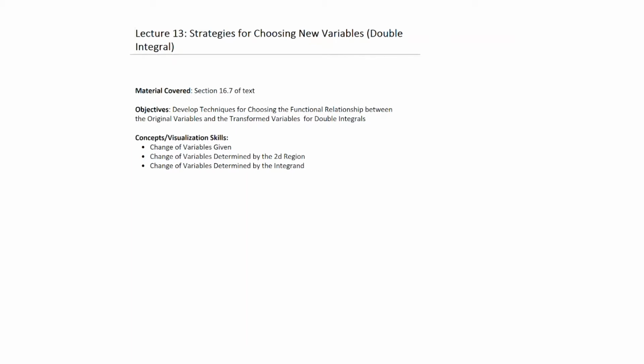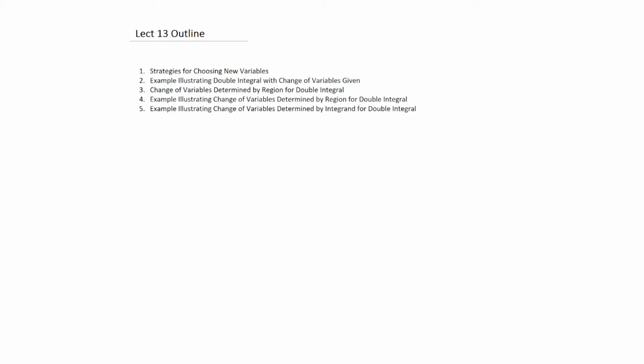Concepts and visualization skills. These are basically cases that can arise where you're given the change of variables, and you're just supposed to implement things. The other is a change of variables, which is determined by the 2D region. And lastly, change of variables determined by the nature of the integrand. As usual, the second slide is just a summary of the slides to follow, and so we'll just skip over this.